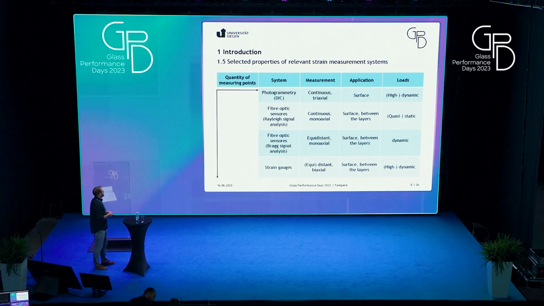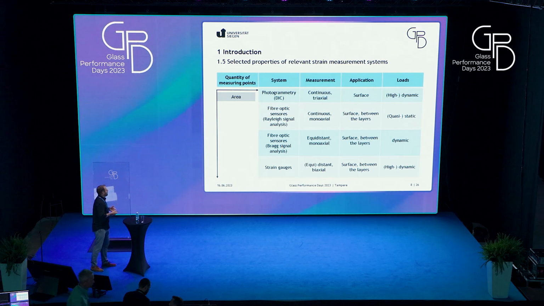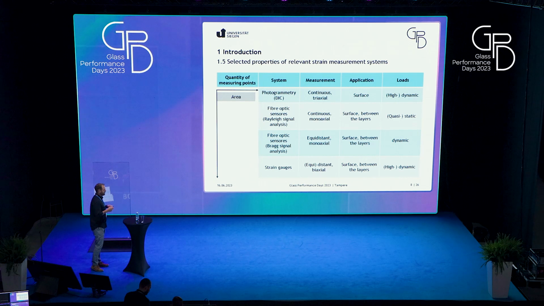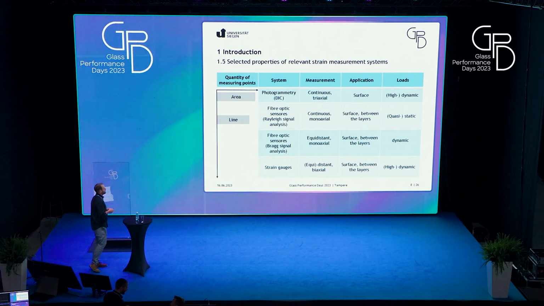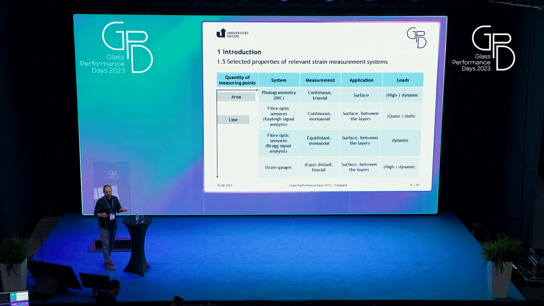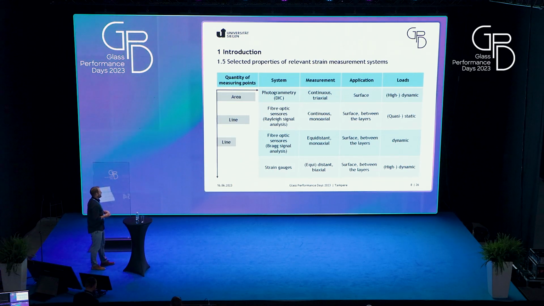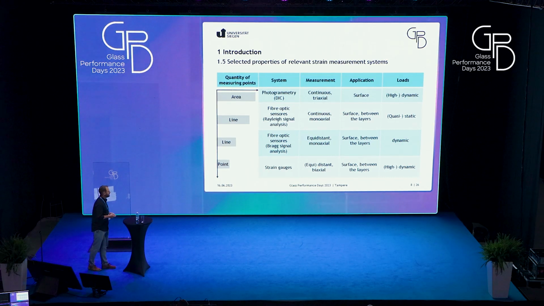And the quantity of measurement points: you have a very high amount of data using photogrammetry. It's measuring on the area, on the whole surface. With fiber optic sensors using the Rayleigh signal analysis, you're measuring along one line. And the fiber optic sensors using Bragg signal analysis also measure along one line, but with less data. And strain gauges measure dot by dot, or point.